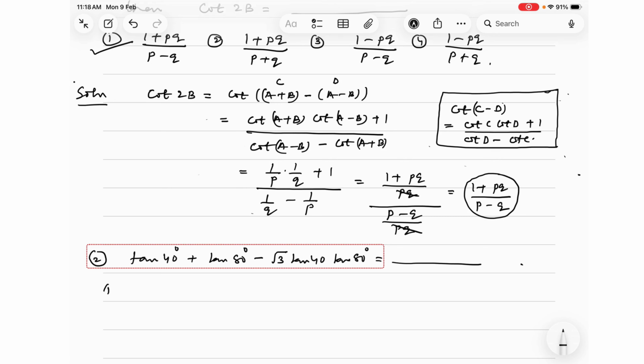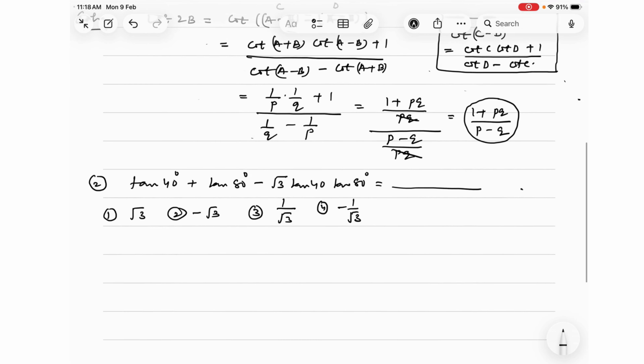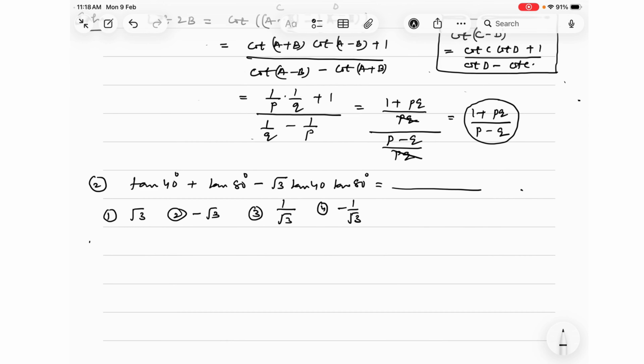Now the options given are: first one, root 3; second option, minus root 3; third option, 1/root 3; fourth option, minus 1/root 3. These are the four options given for this problem. Find the value of tan 40 plus tan 80 minus root 3 tan 40 into tan 80.